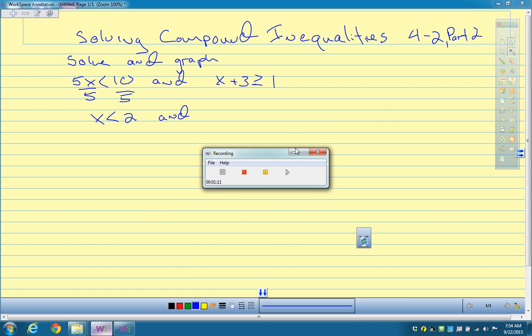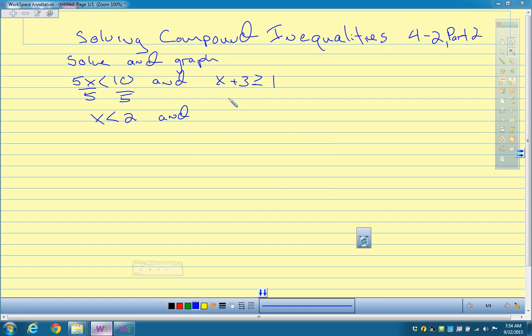X is less than 2, okay? And I subtract 3 from both sides, and x is greater than or equal to negative 2. When I graph that, I'm going to make a number line, okay? Arrows on both ends. Greater than or equal to negative 2 would be down here, right? And working its way up. And less than positive 2 would be over here and working its way down.